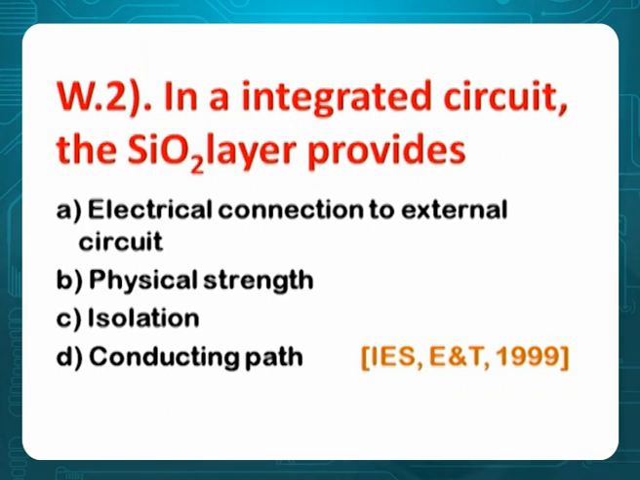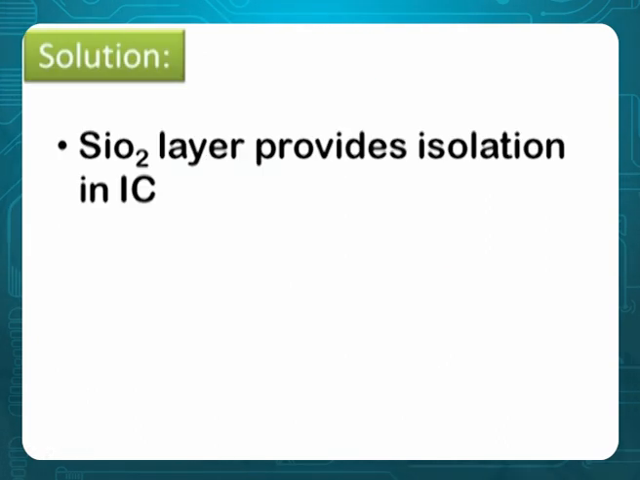Question number 2. In an integrated circuit, the silicon dioxide layer is providing what? Electrical connection, physical strength, isolation, conducting. IES 99. Very simple, as I told you, isolation. Option is C. Isolation. Option is C.